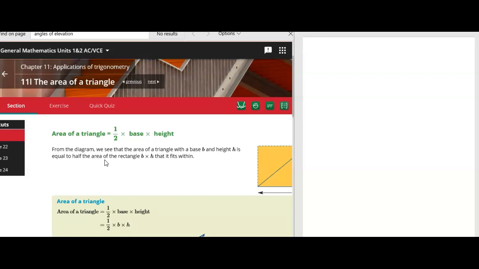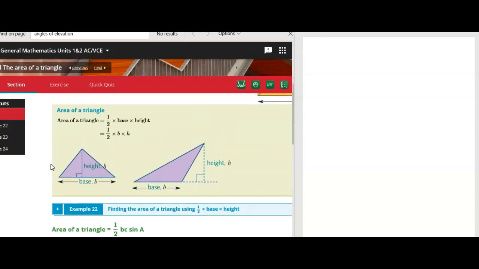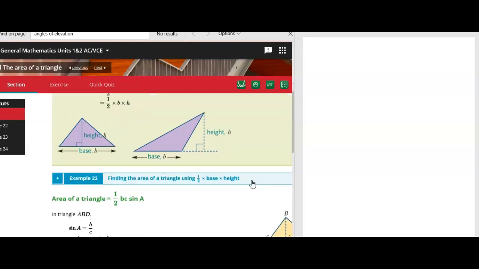Hi ladies, in this video we're going to go through 11i, the area of a triangle, and just do the application style questions. But before we move on to them, just know there are three formulas for the area of the triangle. The first one is one that you're familiar with, half base times height, and it tells you there how to work it out. Just remember how to identify the base and the height. They're not always two sides of the triangle, so just keep that in mind.